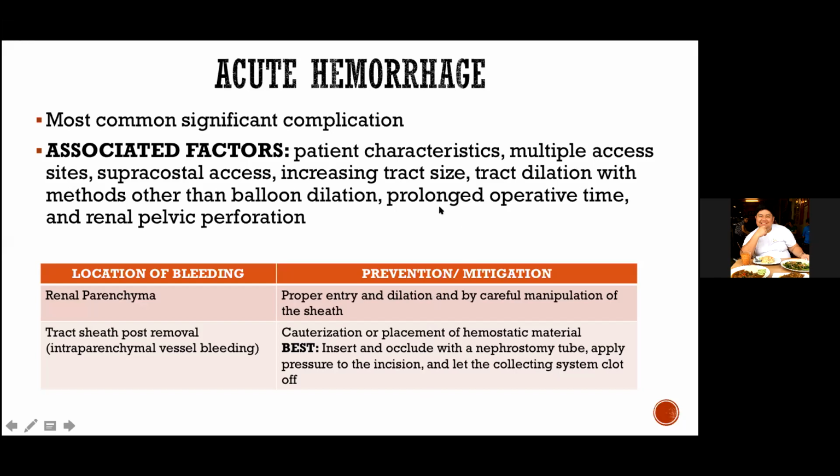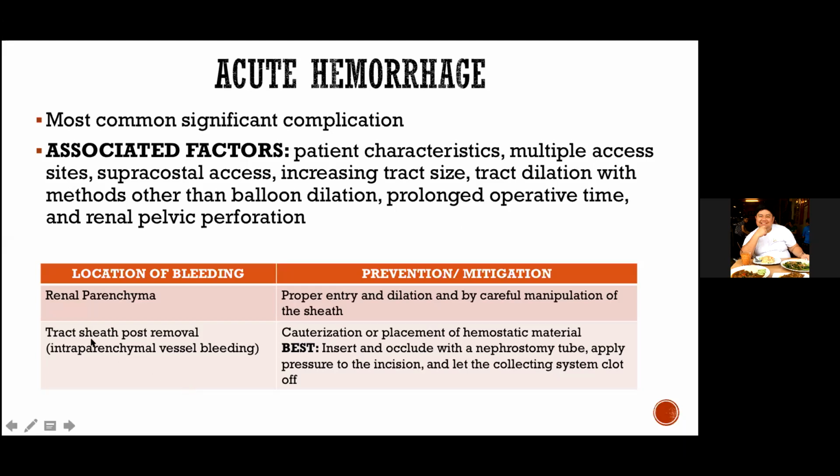It is also important to note the medication history of the patient, as previously discussed, to prevent bleeding. The renal parenchyma could bleed easily, and proper entry and dilation by careful manipulation of the sheath should be observed to prevent it.